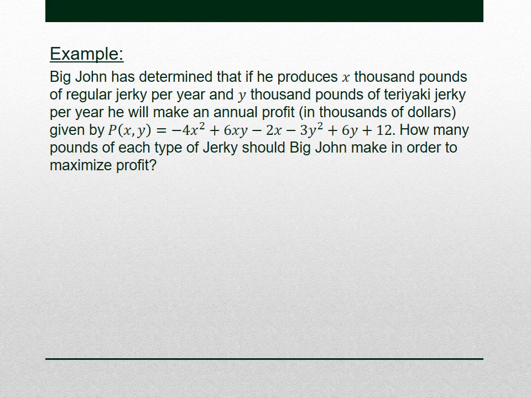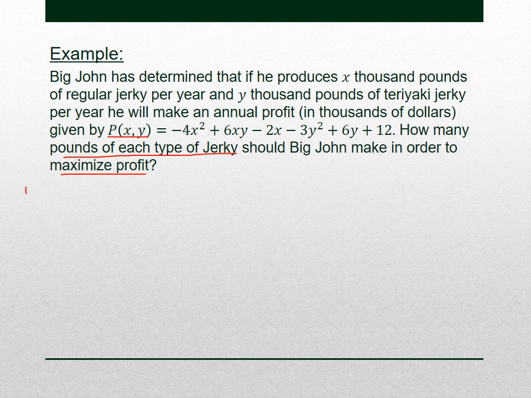Now the question is, how many pounds of each type of jerky should Big John make in order to maximize profit? So if we're trying to find the maximum of the profit, and the profit is a function of two variables, that means we're trying to find the maximum of a function of two variables, and that points us towards using the D-test. So just like we have been, we're going to use the D-test.